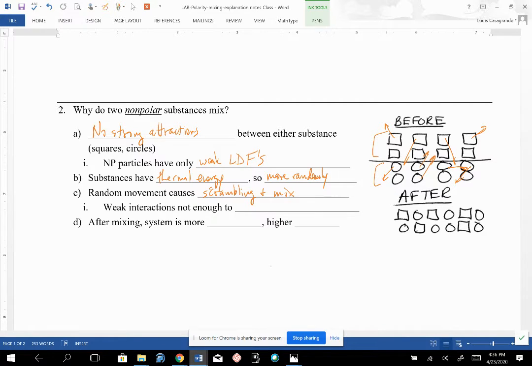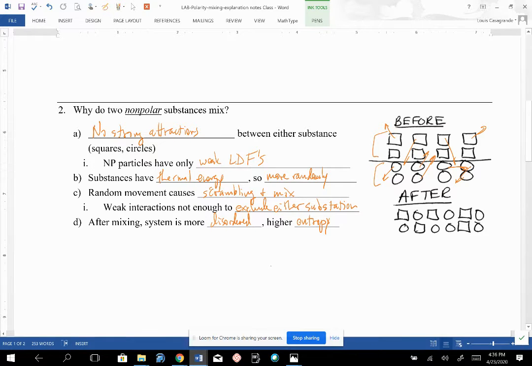The weak interactions are not enough to exclude either substance. And since there's no exclusion, then we're going to get that increase in entropy, so more disordered and higher entropy.